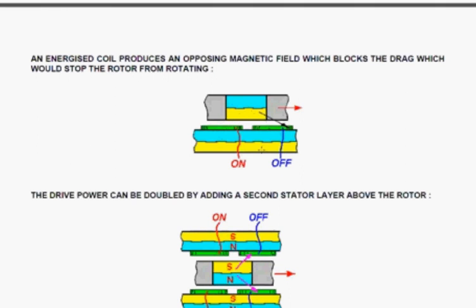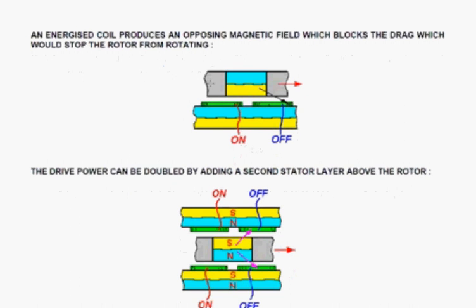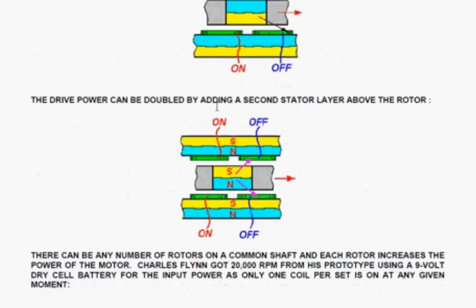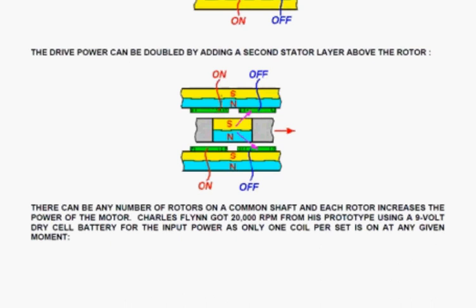And the interesting thing, of course, is that only one coil needs to be powered per magnet in the rotor. You can double the output power by using a second magnet on top, and then the two coils that are above and below give a moment. There can be as many rotors as you want on a common shaft, and every time you add a rotor, you increase the power of the motor very considerably.